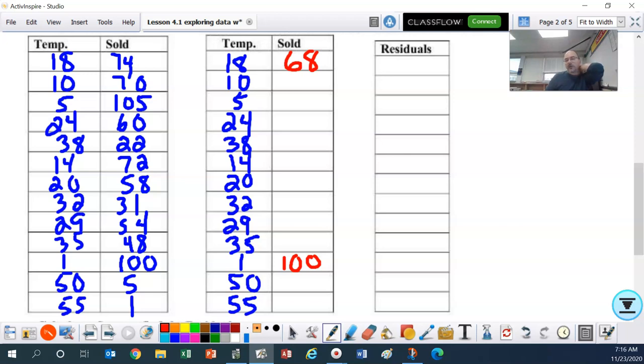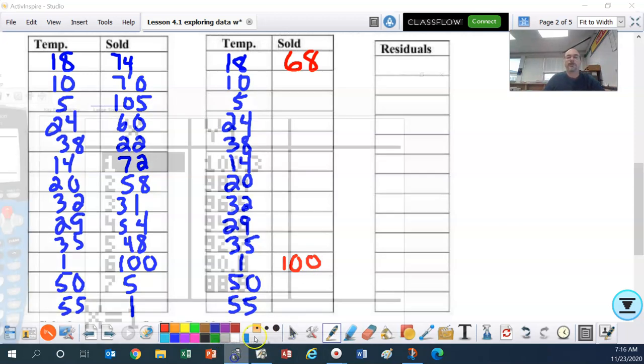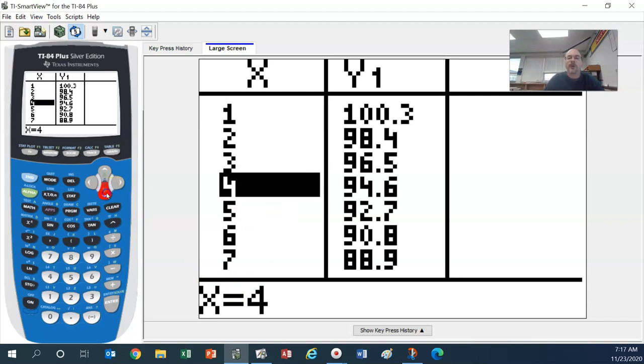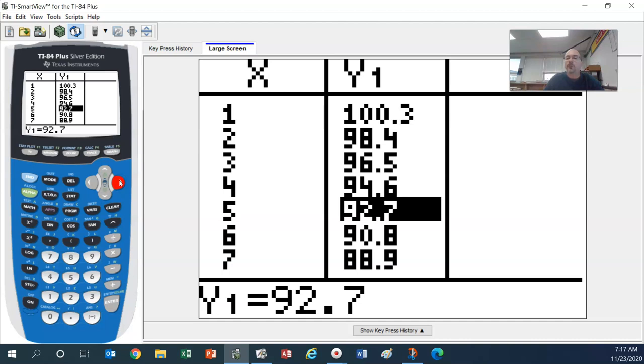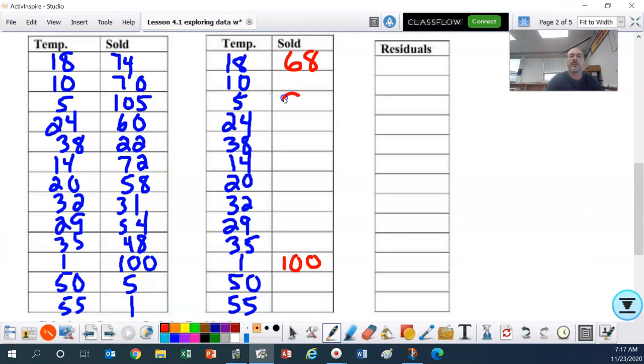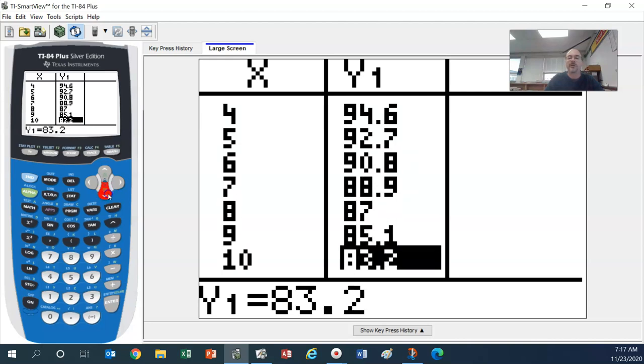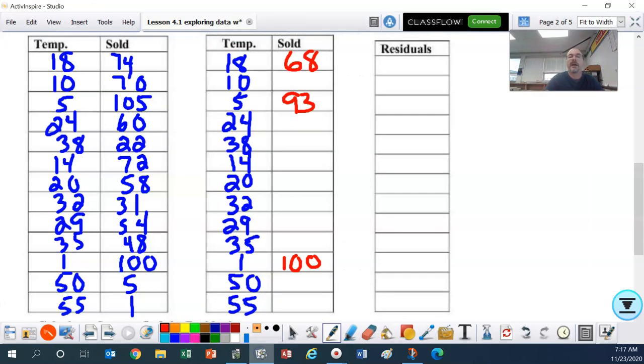Okay, it looks like the next lowest value is 5 degrees. All right, so here's 5 degrees right here on my screen. So I'm going to round this to 93. So again, you can't sell part of a box of cereal anyway, right? So this is 93. That's my predicted value. Okay, it looks like the next one is 10 degrees outside. So if it's 10 degrees outside, what is the predicted number of boxes of cereal? I'm going to say 83. So I'm going to put 83 in that spot.